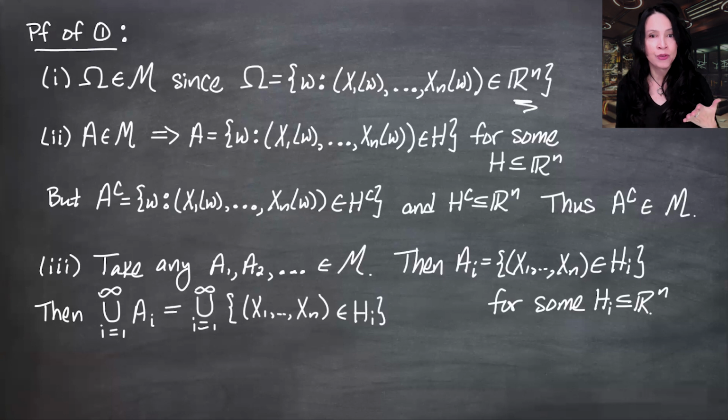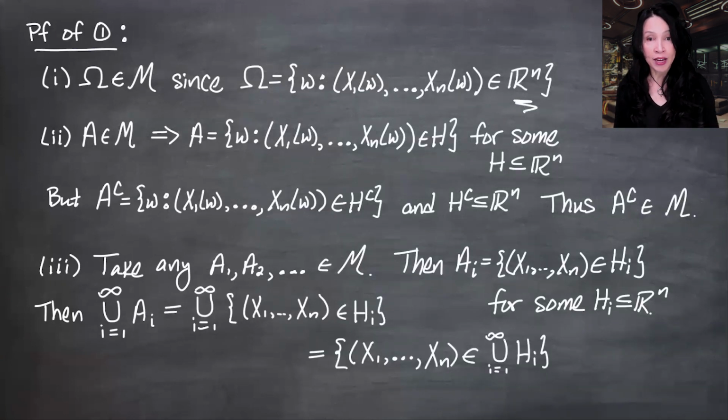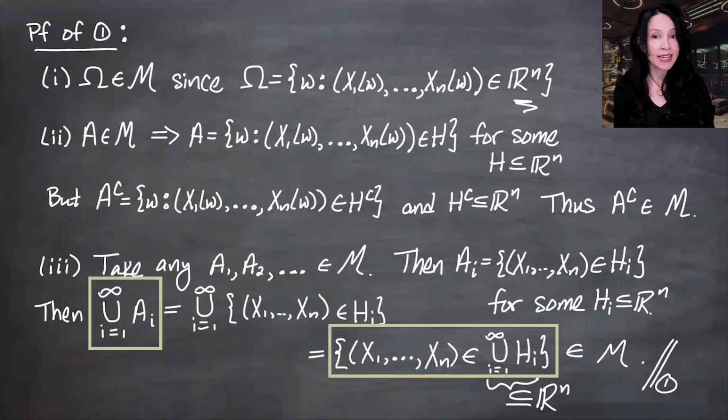So for that reason, although there's more sets here, this union is equal to the set of omegas under x1 through xn, which map into the union of the Hi. And the union of the Hi is contained in Rn, and so this set, and therefore this set, is contained in curly M, so we have that curly M is closed under countable unions.